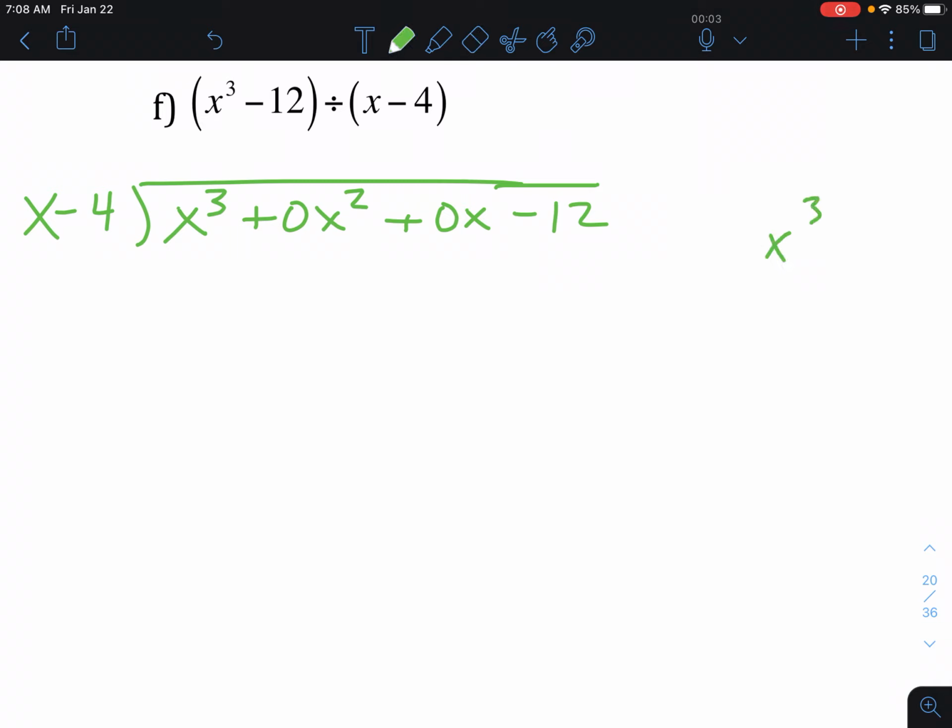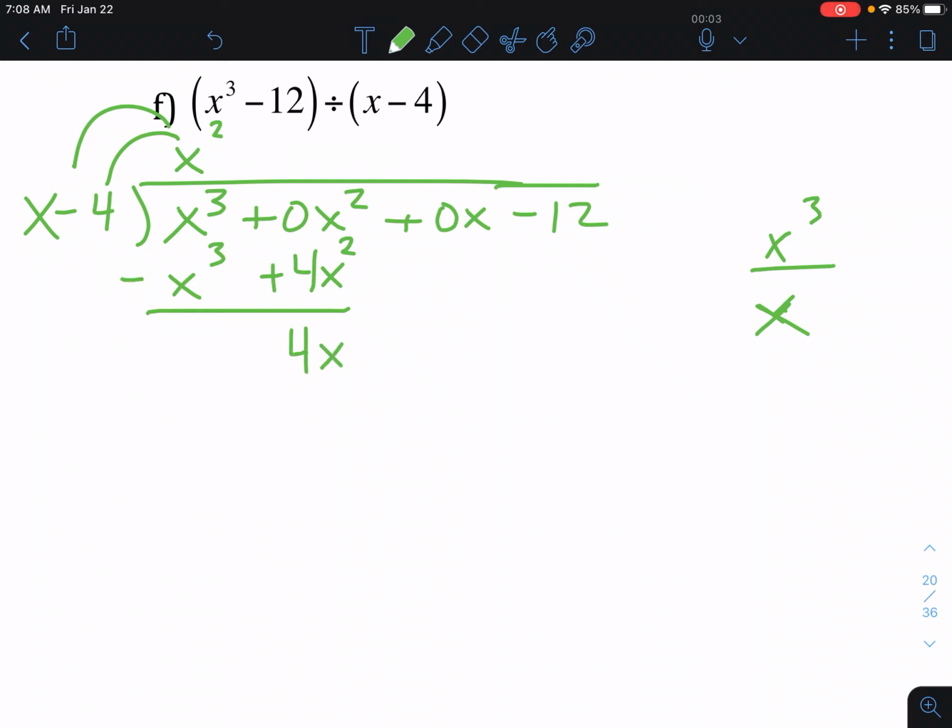First term divided by first term. That'll be x to the second. And then multiply our 2 times. X to the second times x. Negative 4 times x squared. And then we're going to subtract, which is change the signs. Bring down your next term.